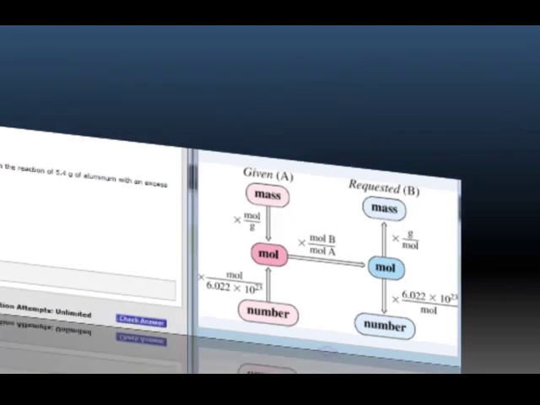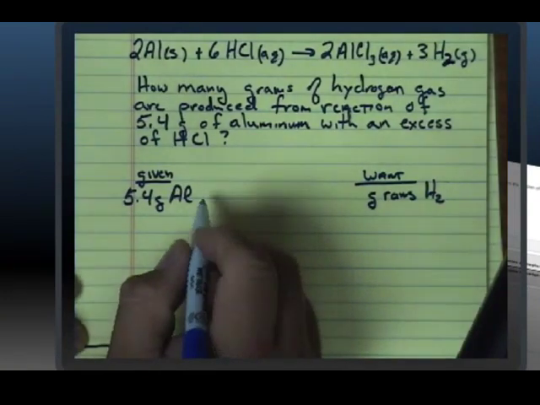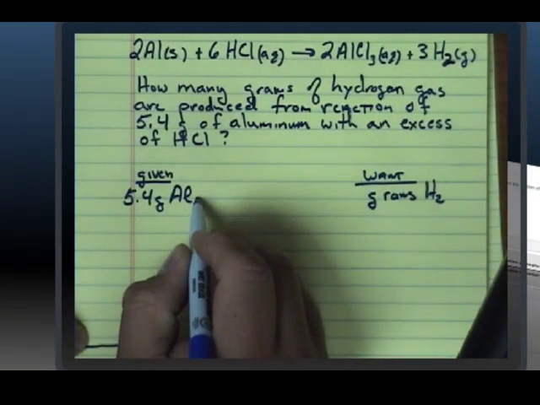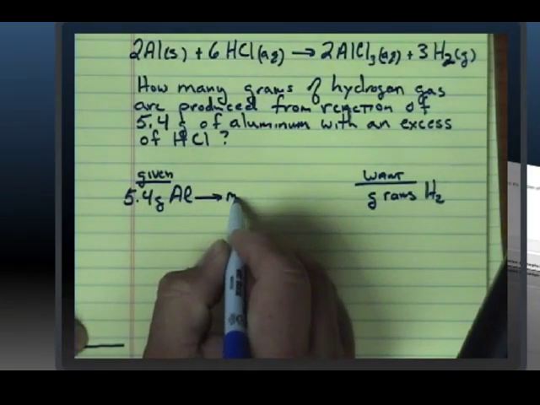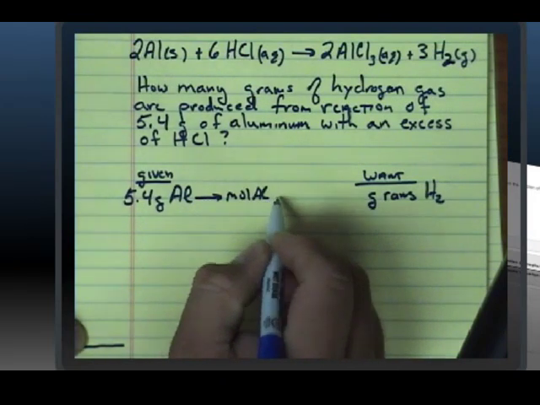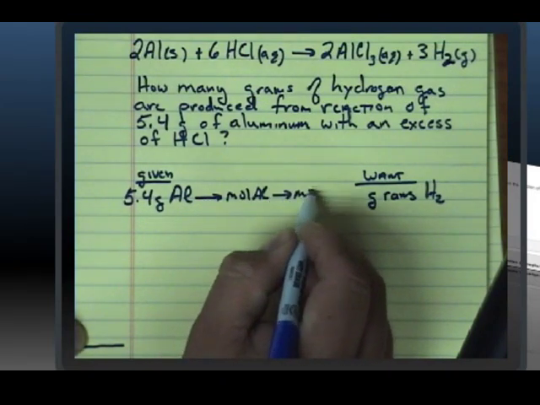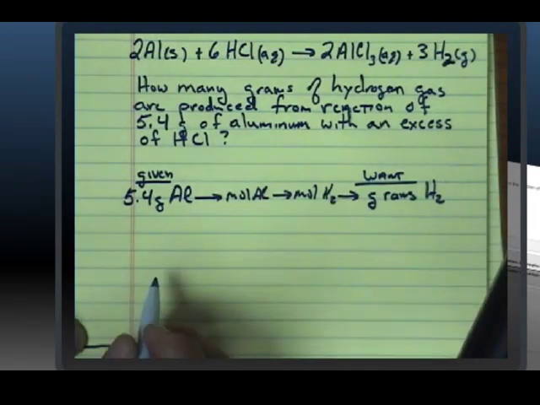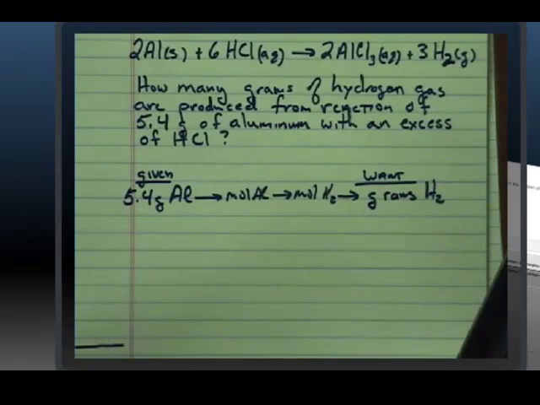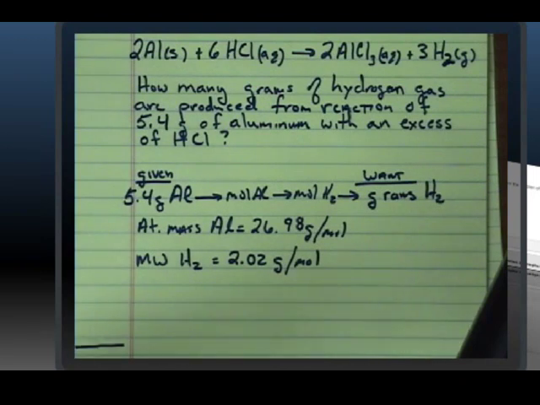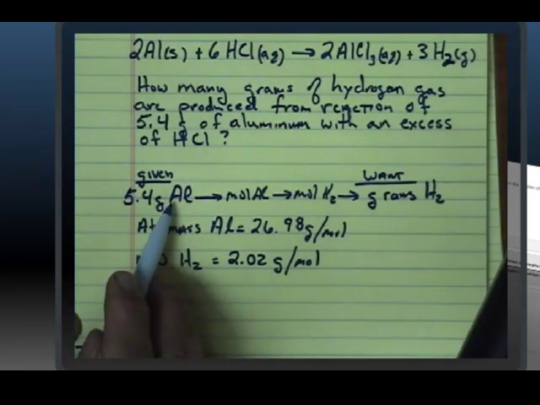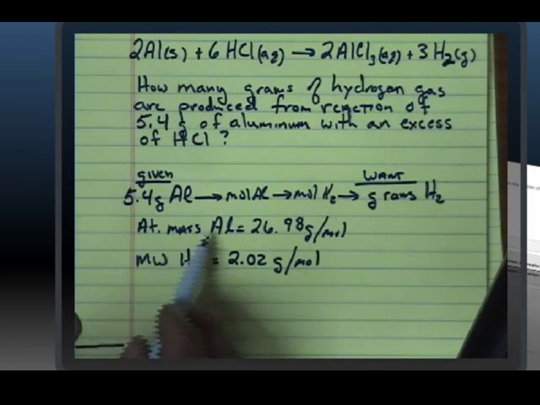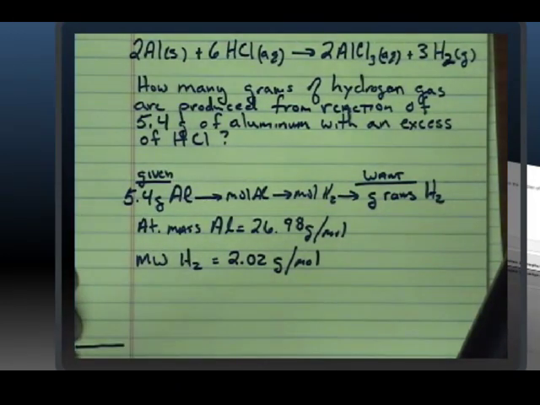So the way this would look when we write out one of our maps we like to use is grams of aluminum has to first become moles of aluminum, which then has to become moles of, in this case, H2, which then has to become grams of H2. So grams becomes moles, moles becomes moles, moles goes back to grams. Now to do this problem, we're going to need to use conversions that go back and forth between mass to moles. And so I've written down here the atomic mass of aluminum and the molecular weight of H2.